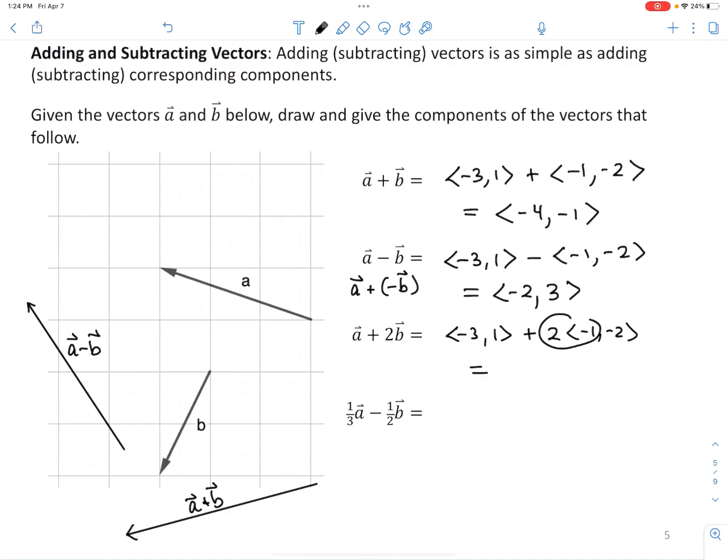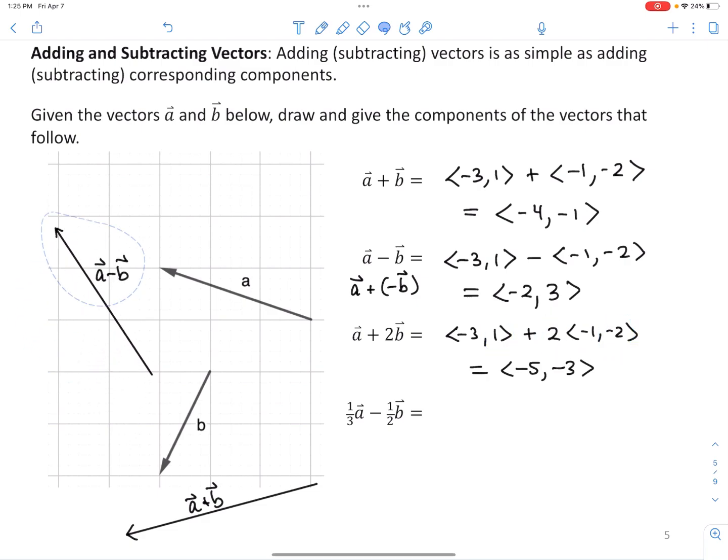Then you double the components of vector B, and then add these to the components of vector A. 2 times -1 is -2, and then add that to the -3, and we get -5, comma. Right? And now we do 2 times -2 right there, and we get -4, and we add that to this 1, and we get -3. Let me move this back out of the way.